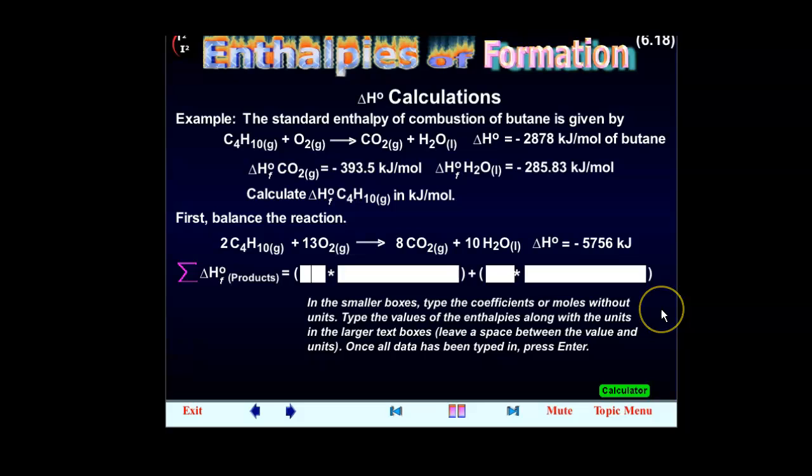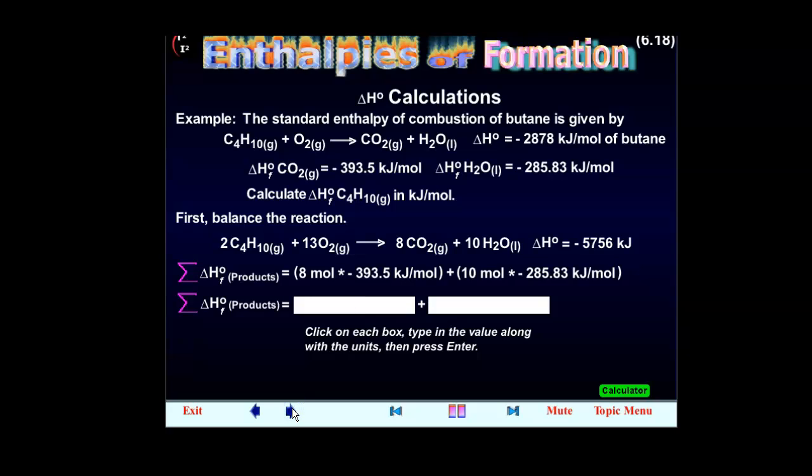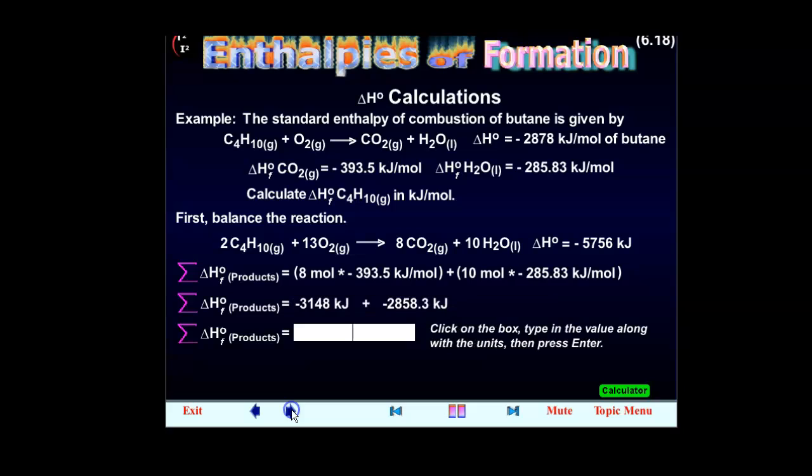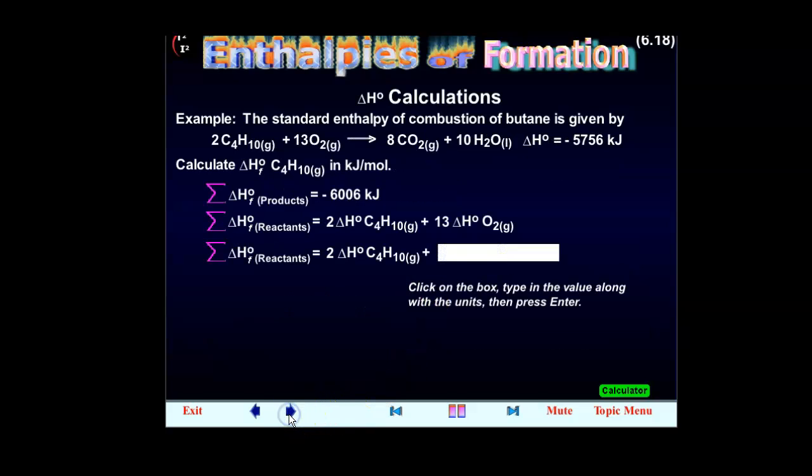Summation delta HF superscript 0 products equals. Okay, the products here are going to be 8 times the CO2 value plus 10 times the H2O value. Summation delta HF superscript 0 products equals. So this minus plus minus this to be negative, negative. So negative plus negative will be negative. That will be a long, big negative number.